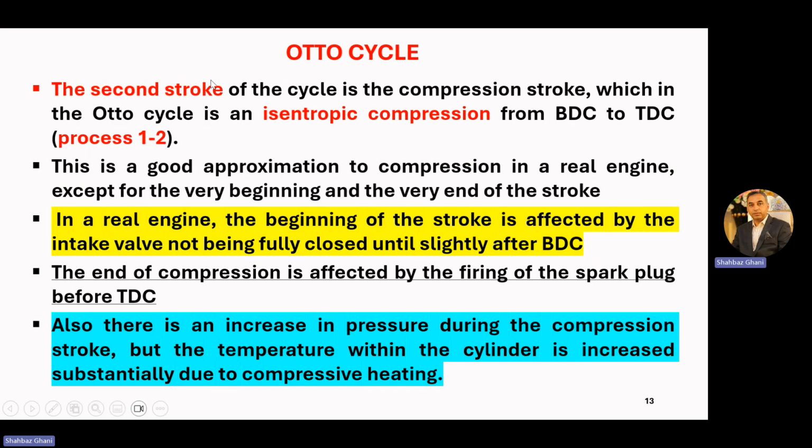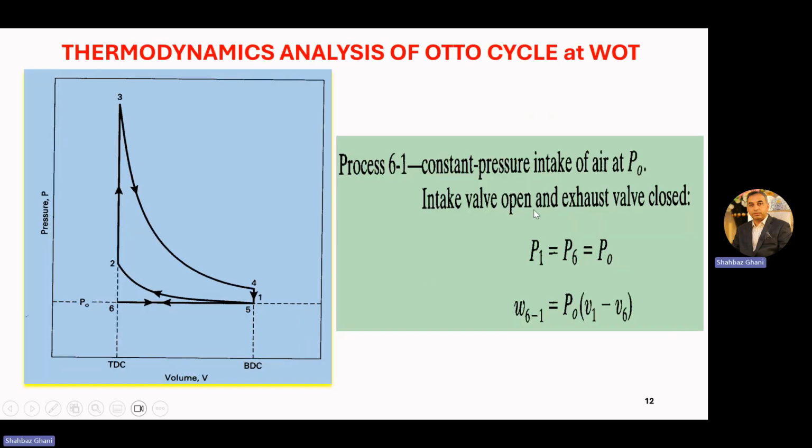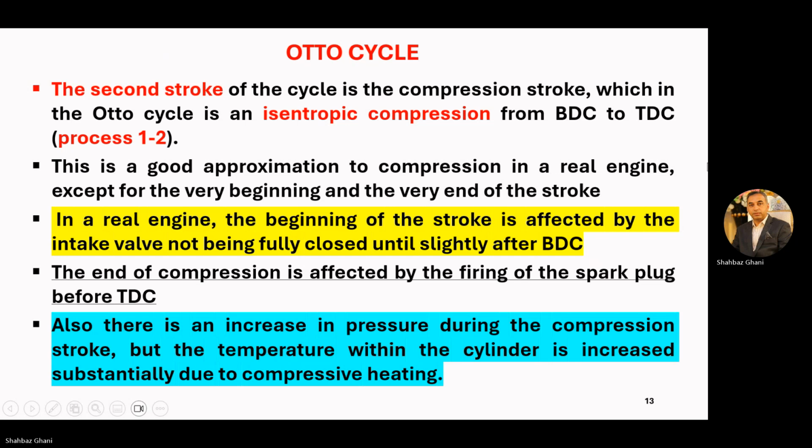Now the second stroke of the cycle is the compression stroke, which in the Otto cycle is an isentropic compression from BDC to TDC. Now see this figure. In this figure, the piston is moving from point 1, BDC, to TDC, point 2. So this is your compression stroke. This is a good approximation to compression in a real engine, except for the very beginning and the very end of the stroke, because at those points things are different in a real cycle.